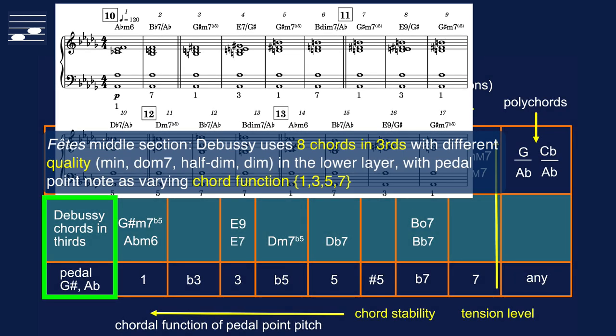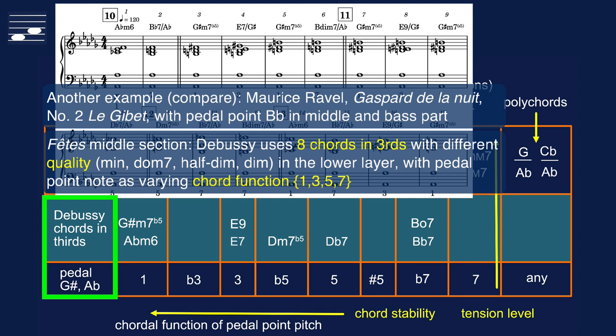The overview diagram shows these 8 chords in thirds with different chord quality: minor, dominant 7th, half diminished and diminished. The A-flat pedal point has a different chordal function in these chords. It may be the root, 1, 3rd, 5th or 7th of the chord.